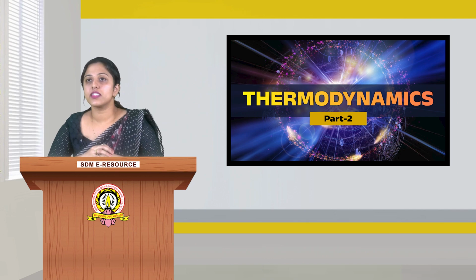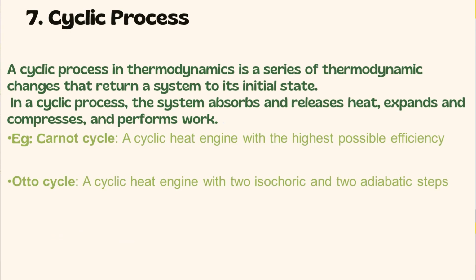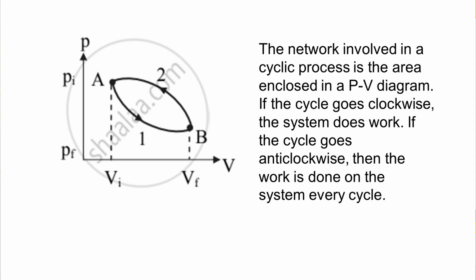The next one is cyclic process. A cyclic process in thermodynamics is a series of thermodynamic changes that return a system to its initial state. In a cyclic process, the system absorbs and releases heat, expands and compresses, and performs work. We can take the example of the Carnot cycle, a cyclic heat engine with the highest possible efficiency, and the Otto cycle, a cyclic heat engine with 2 isochoric and 2 adiabatic steps. The net work involved in a cyclic process is the area enclosed in the PV diagram.